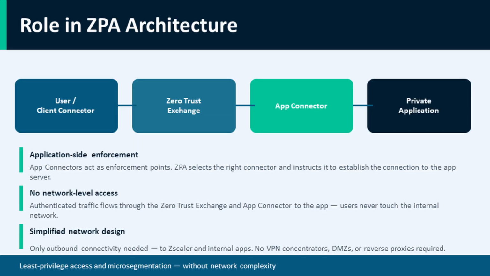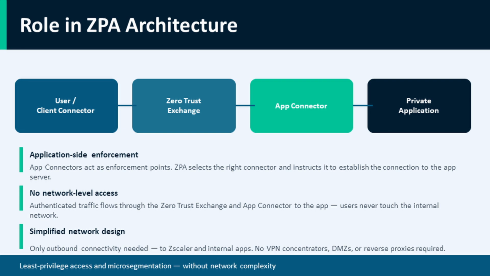Let's look at where app connectors sit in the overall ZPA architecture. The flow goes like this. A user with client connector initiates a request. That request travels to the Zero Trust Exchange, which evaluates identity, policy, and device posture. Once approved, the Zero Trust Exchange instructs an app connector to establish a connection to the private application. The critical thing to understand is that the user never touches the internal network. Authenticated traffic flows through the Zero Trust Exchange and the app connector directly to the application.